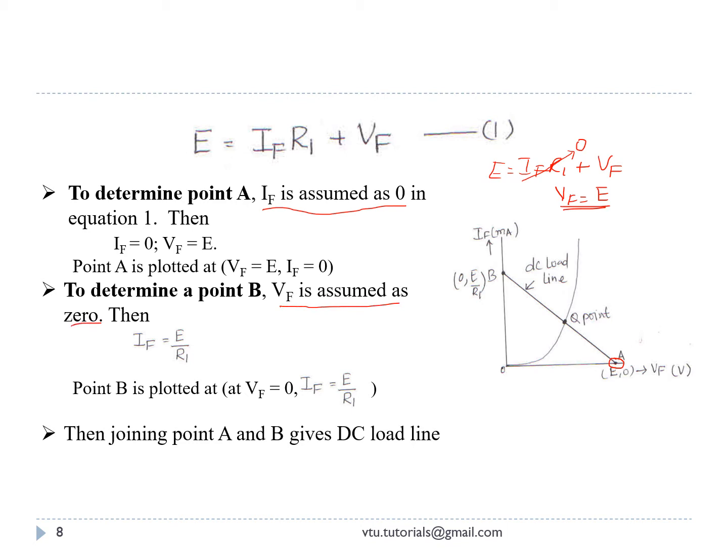Point B is on the y-axis, so the x component VF is assumed to be 0. So applying VF is equal to 0 into the equation, E equals IF R1 plus VF, it goes like this. Now when VF is equal to 0, this term will be 0, and E is equal to IF R1. This implies that IF is equal to E by R1, right? So point B is 0 comma E by R1.